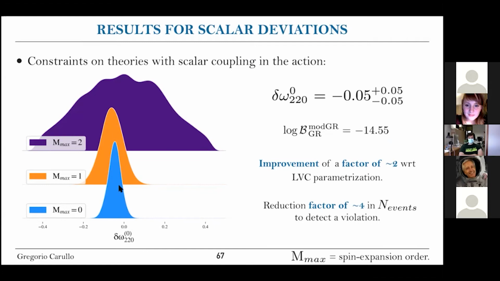And here you see the probability distribution, which of course gets larger if you start to consider many more corrections to the spectrum. Since the corrections are perturbative, you can start to include more and more corrections to the spectrum. But of course, the larger the number of additional parameters you include, the wider this distribution is, because you have correlations with other parameters. And so it's a good improvement with respect to the LVC parameterization, and you also need fewer signals to detect a violation.